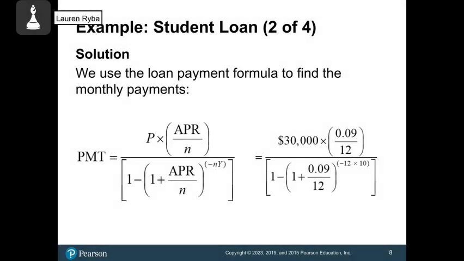The first part just asks, what is the monthly payment? So to find the monthly payment on a loan, you're going to take the initial loan balance times the rate divided by 12, because you're going to pay monthly, all over 1 minus, in parentheses, 1 plus 0.09 over 12, raised to the negative 12 times 10, because it is 10 years.